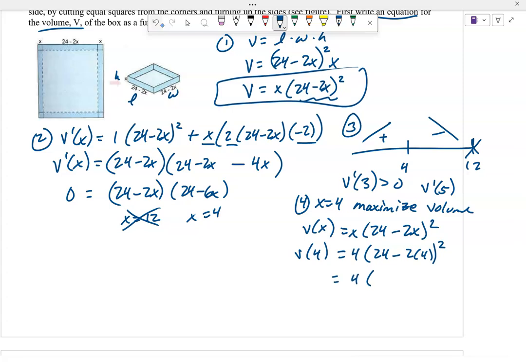(24 minus 8), I guess 16 squared. 16 squared, 256 times 4, get 1,024. And this will be cubic inches on this. That's our max volume here.